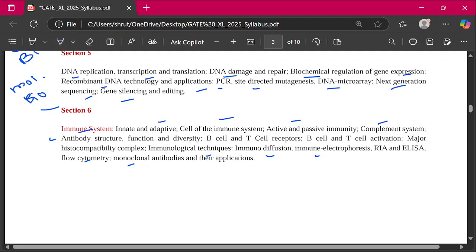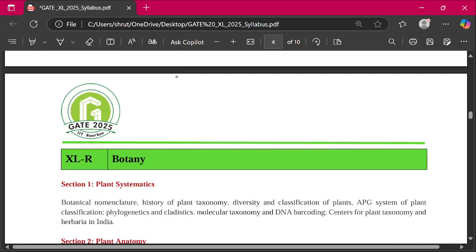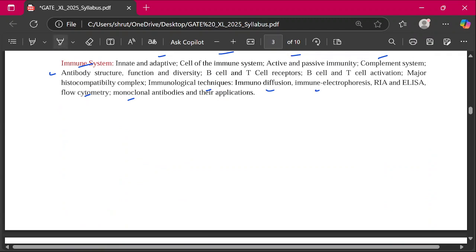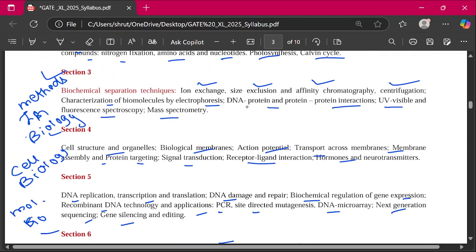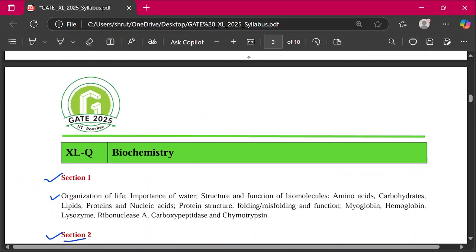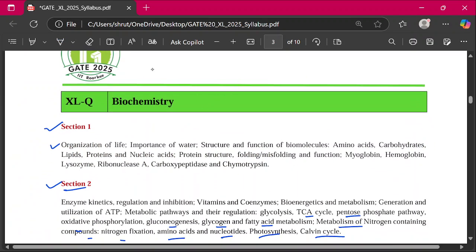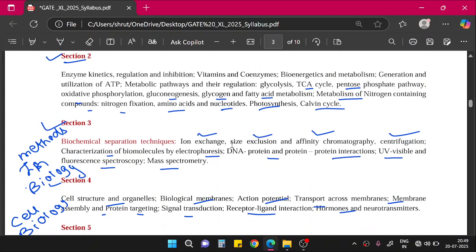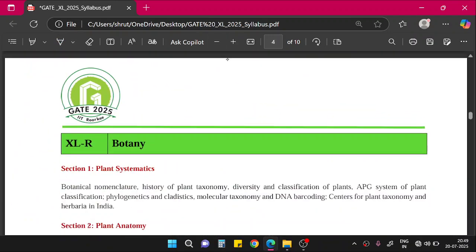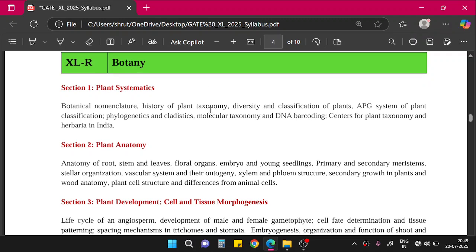So now moving to section 7. This is all about the biochemistry subject of the GATE Excel examination. So here we have discussed the syllabus of the biochemistry section. Now we are going to move towards the botany syllabus of the GATE Excel examination.